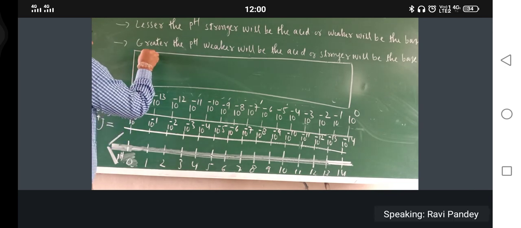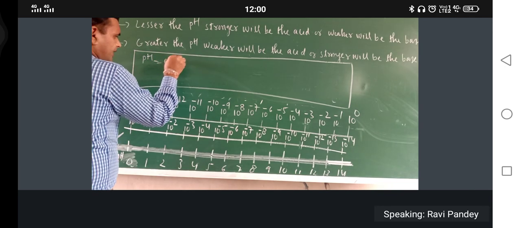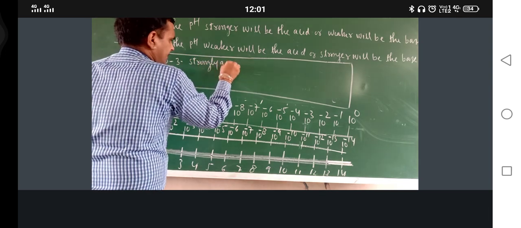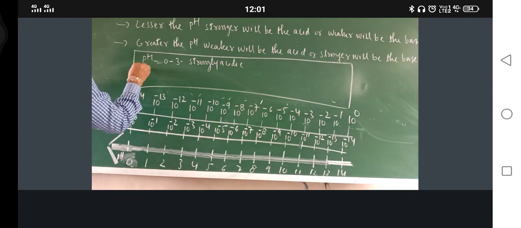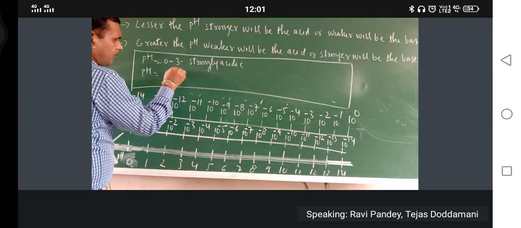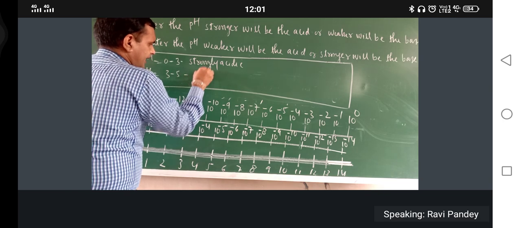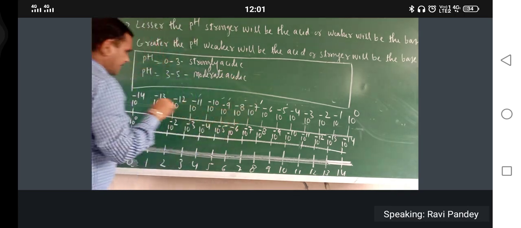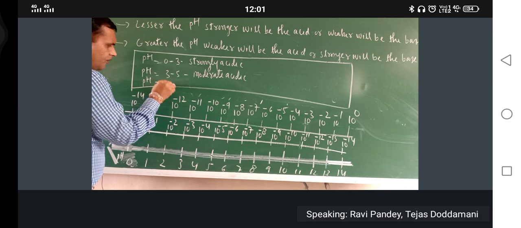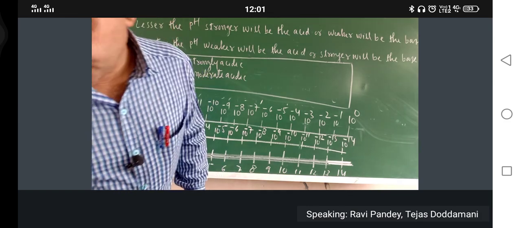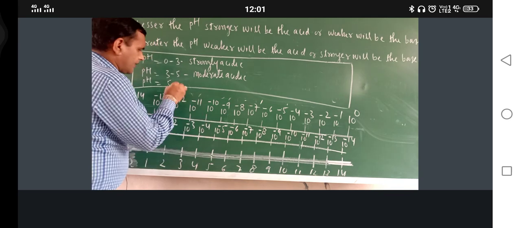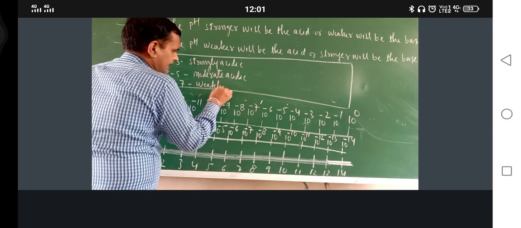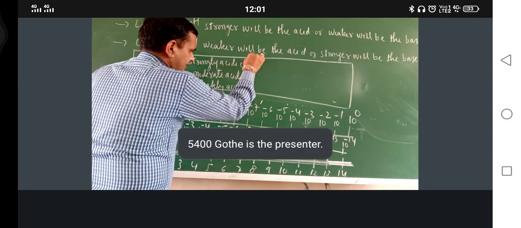See, pH between 0 to 3, strongly acidic. Now pH equal to 3 to 5, that is moderately acidic. pH equal to 5 to 7, weakly acidic.